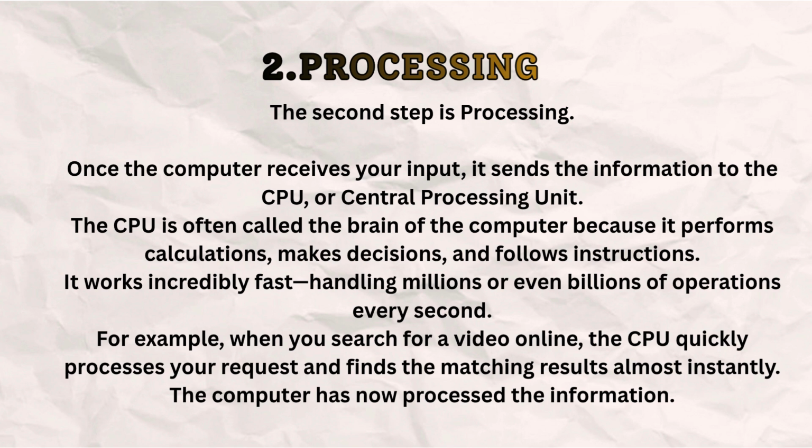2. Processing. The second step is processing. Once the computer receives your input, it sends the information to the CPU, or Central Processing Unit. The CPU is often called the brain of the computer because it performs calculations, makes decisions, and follows instructions. It works incredibly fast, handling millions or even billions of operations every second. For example, when you search for a video online, the CPU quickly processes your request and finds the matching results almost instantly. The computer has now processed the information. But where does it keep all that information? That's the next step.